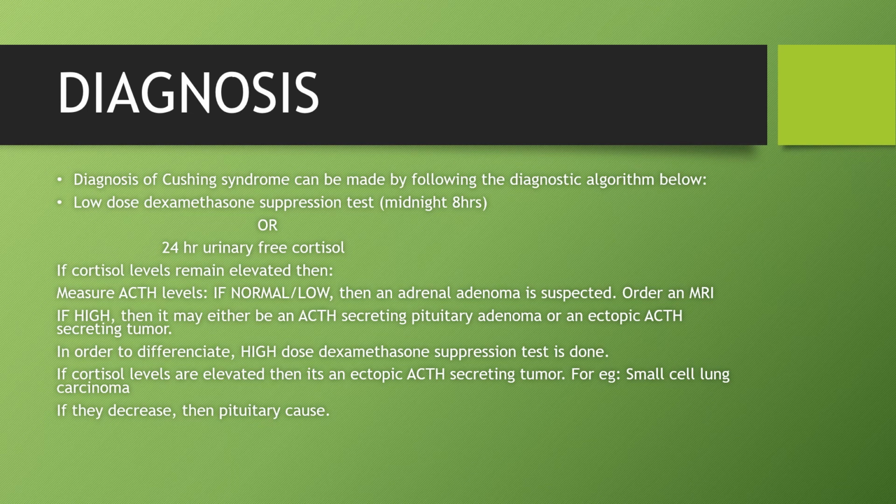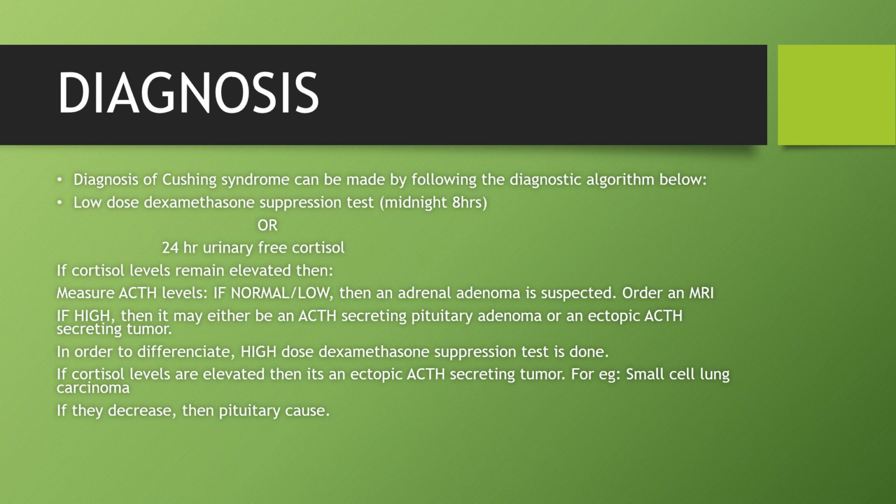Then we will measure the ACTH levels, right? If the ACTH levels are normal or low, then an adrenal adenoma is suspected. And I have discussed why ACTH levels would be low in case of an adrenal adenoma as the suspected cause for Cushing syndrome. Then we will order an MRI to confirm the diagnosis.